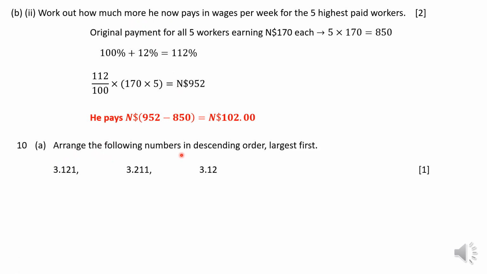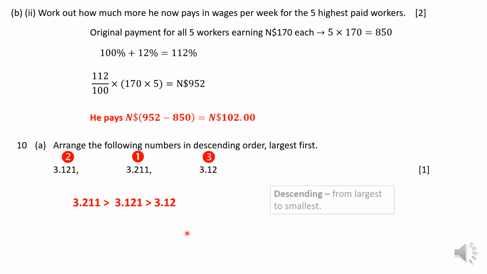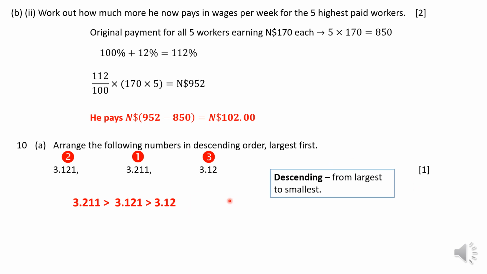You're supposed to arrange the following numbers in descending order. So remember, descending is from biggest to smallest. This is the first one because you look at the place value, all the units are the same. Then you go to the tenths. This is 2 tenths, this is 1 tenth, so that one is the biggest one. This one is going to be bigger than that one because they have the same hundredths, but it has got thousandths, and this one has 0 thousandths. So therefore, this is the smallest number. So you write 3.211 is greater than 3.121, which is greater in turn than 3.12. Descending, remember what I said, from largest to smallest.